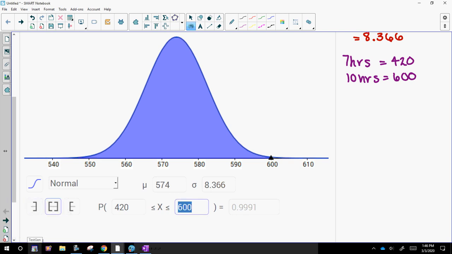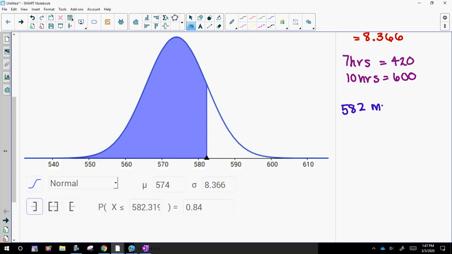The second question asks us to find the 84th and the 16th percentiles. So we're going to work backwards. Whenever we're looking for percentiles, we're going to use this left side. And we're going to change this because we want the 84th. So I'm going to change that to 0.84. And it tells me that the P, which is the number here, is 582. So 582 minutes gives us the 84th percentile.